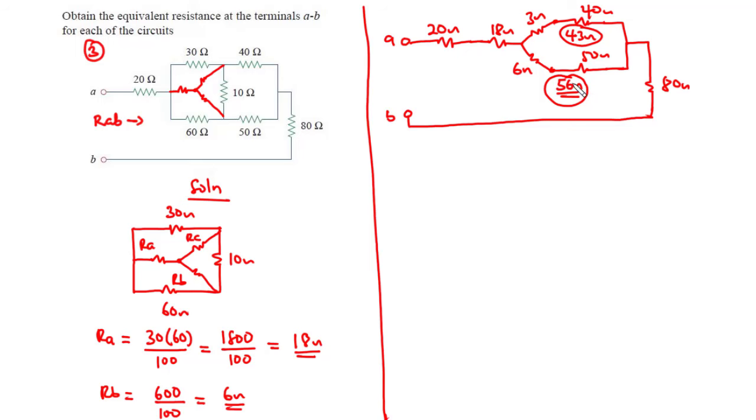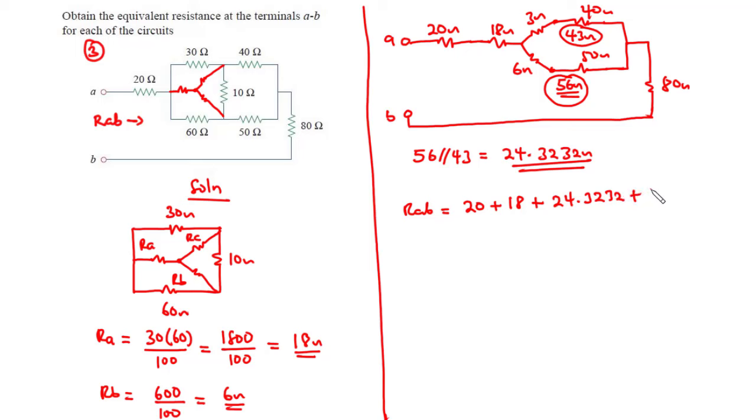So first of all, let's resolve 56 parallel 43. So 56 parallel 43 is equal to 24.3232 ohms. So that is the value of 56 parallel 43. Now the rest of the resistors are in series. Therefore we have RAB to be equal to 20 plus 18 plus 24.3232 plus 80.